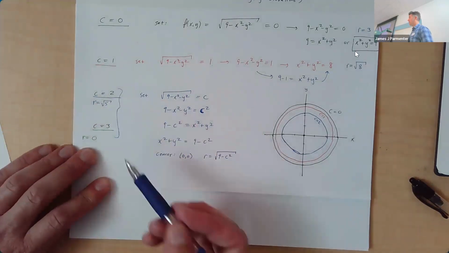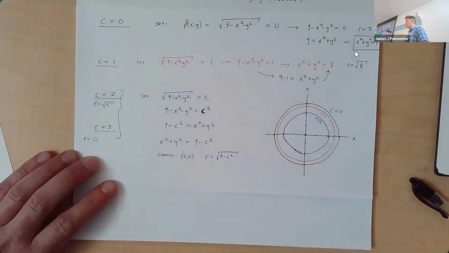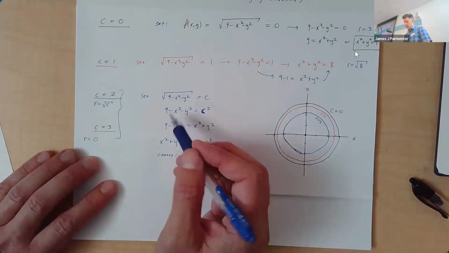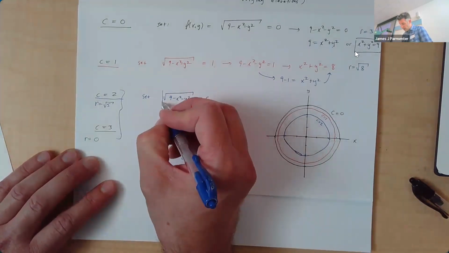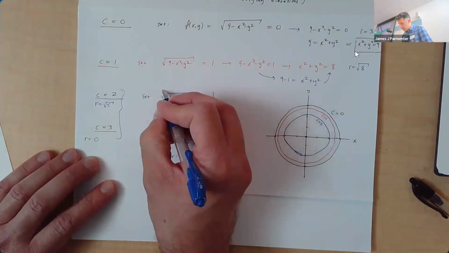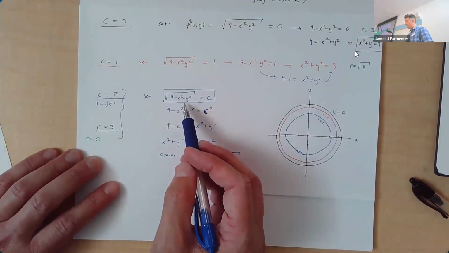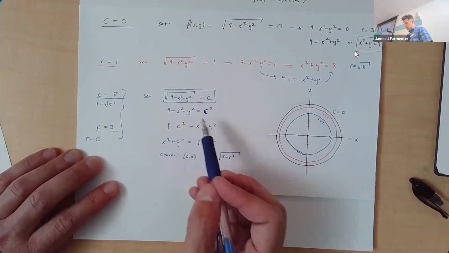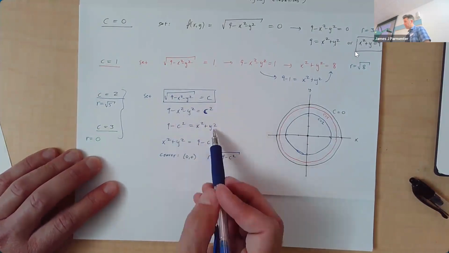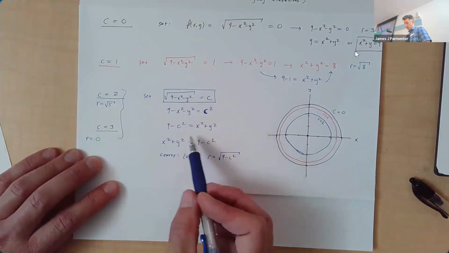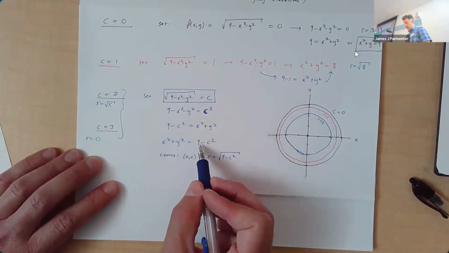And then after that, I decided I didn't want to keep doing the same work over and over again. So I said, let's just set my function equal to c, and then I can solve for x squared plus y squared in the same sort of way. So I squared both sides. I subtracted c squared. I added x squared plus y squared. And then I said, I've got x squared plus y squared equal to 9 minus c squared.